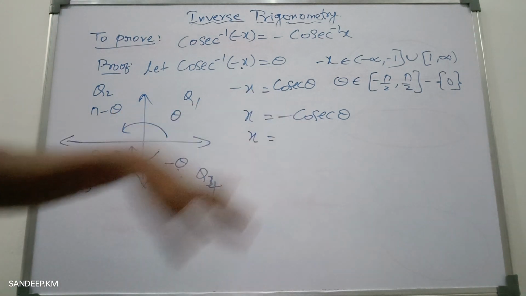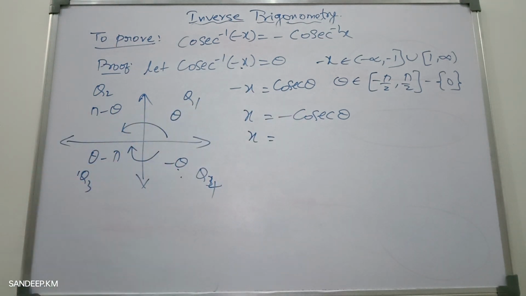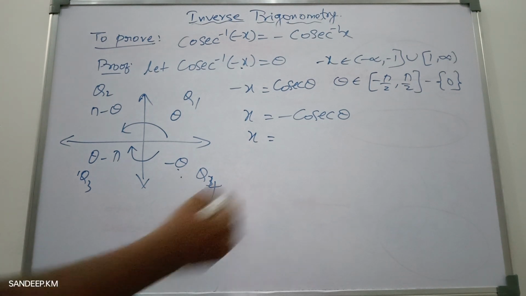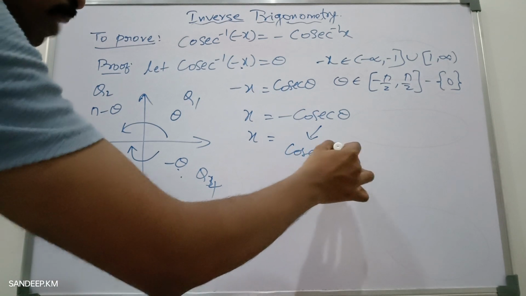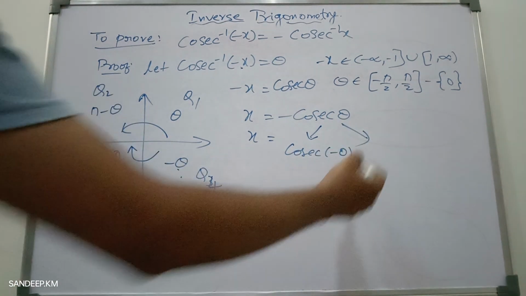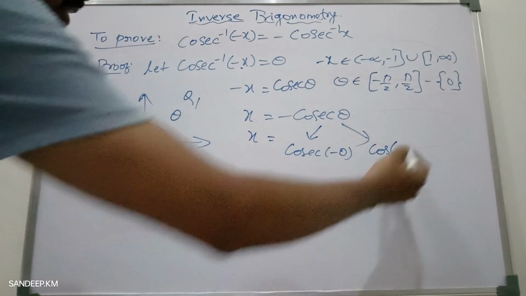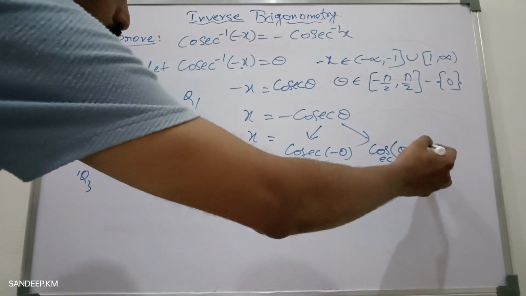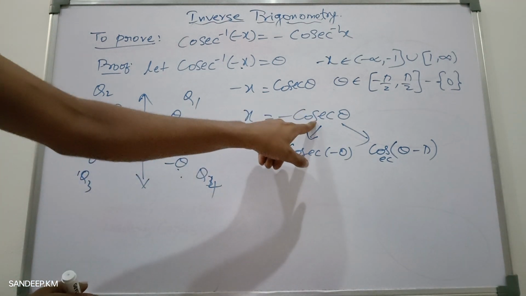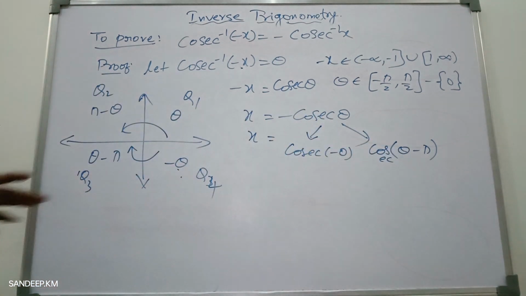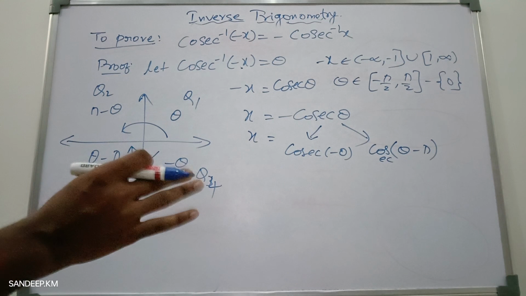So minus cosec theta. In our trigonometry, we have already learnt minus cosec theta can be written in 2 ways. I can write it as cosecant of minus theta, or I can write it as cosecant of theta minus pi. There are 2 ways of writing it. Which one to choose? Please observe here. This is the decision making step.